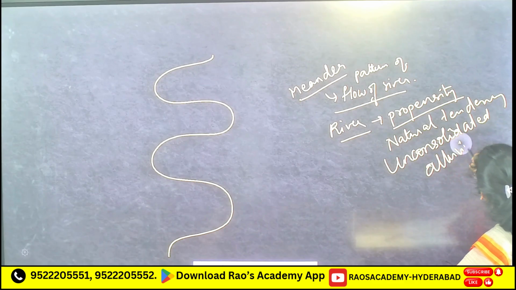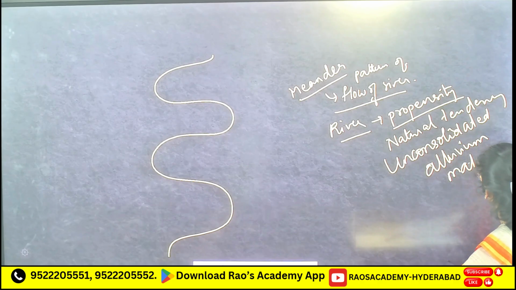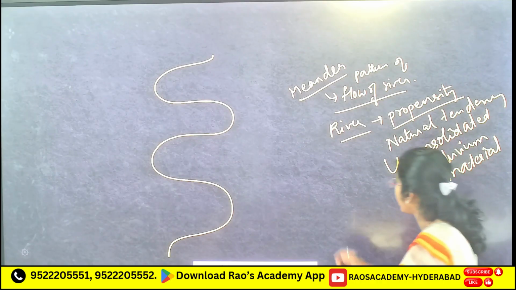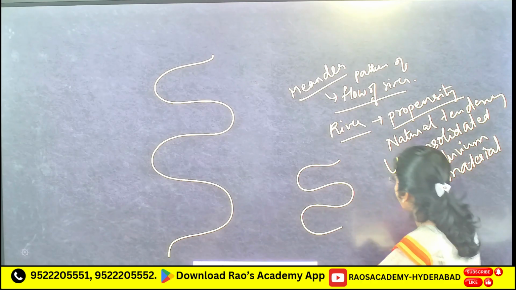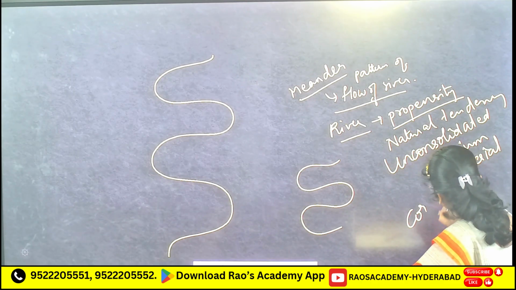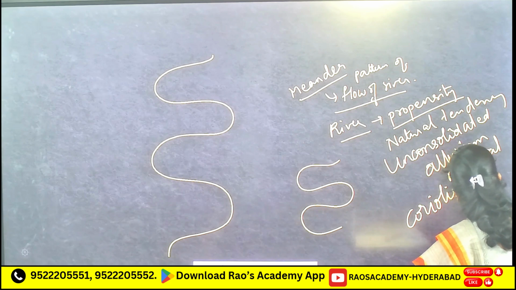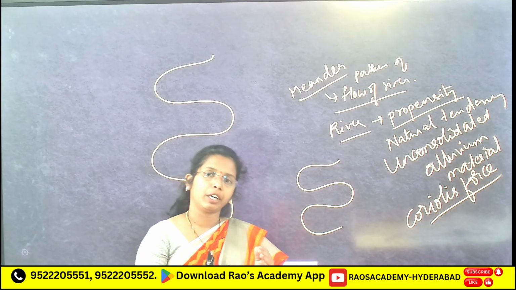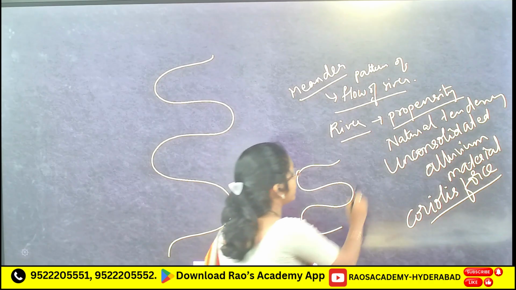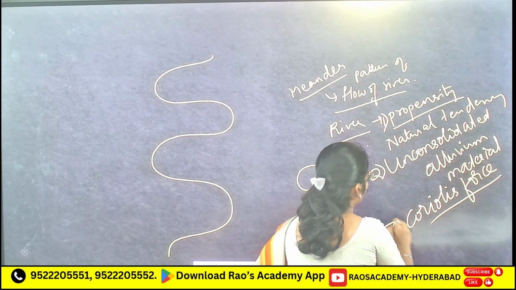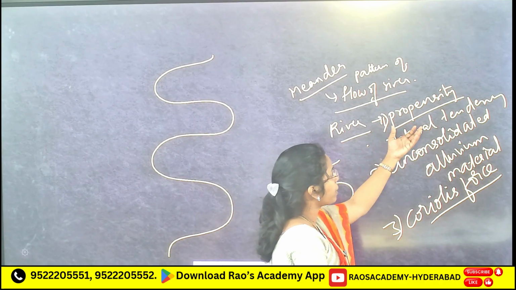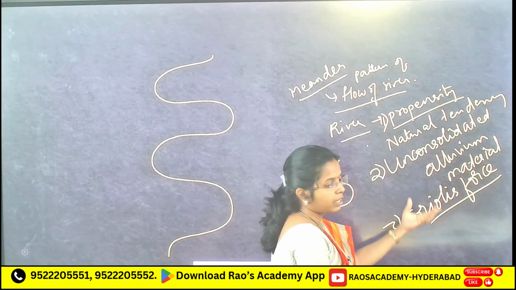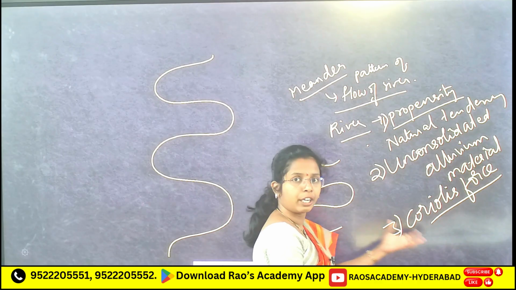Because of unconsolidated alluvium material, which is not sorted, the river flows in a curved structure. After that, one more thing: Coriolis force. What will Coriolis force do? It is a rotating force. Like wind, it will deflect water also. So these three are very important reasons that can be asked in statement based questions. First, propensity of water; second, unconsolidated alluvium deposits; next, Coriolis force deflection.